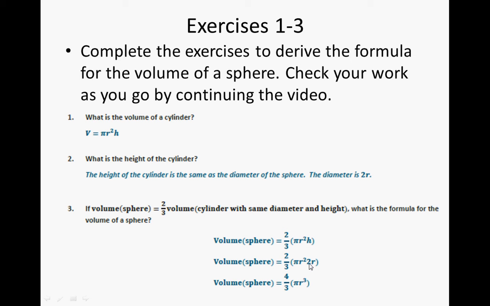Well, now simplifying this, if we use the multiplication commutative property, we can move the 2 close to the 2/3, and this becomes pi r squared times r, which becomes r to the 3rd power. And 2 times 2/3 is equal to 4/3. So the volume of a sphere is 4/3 times pi times the radius cubed.